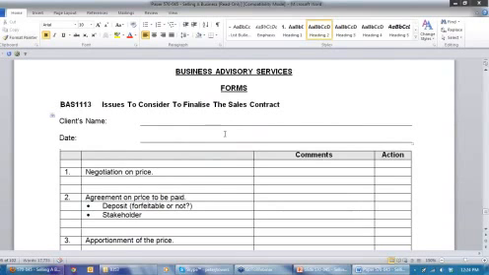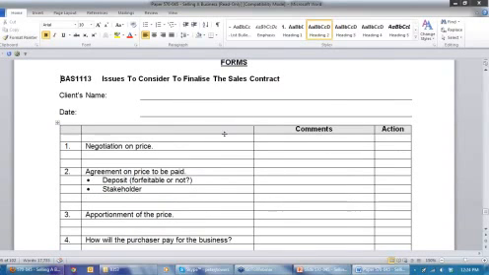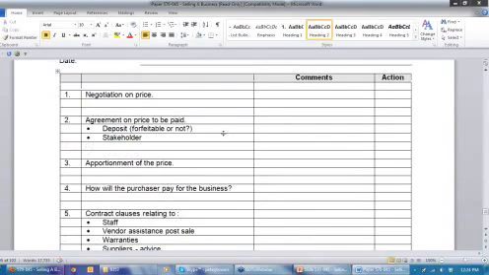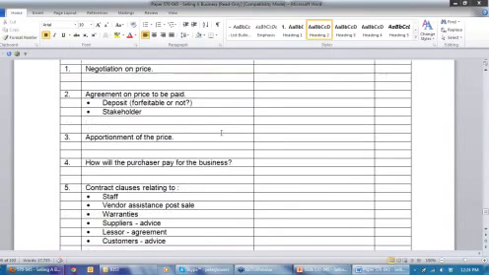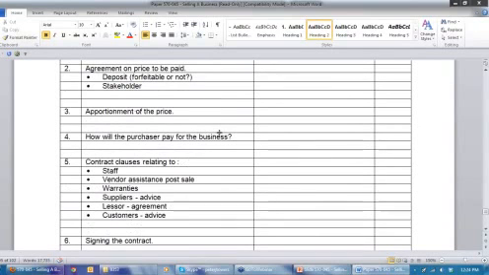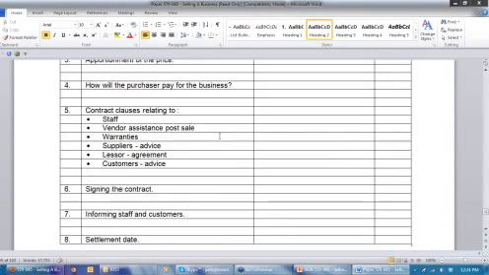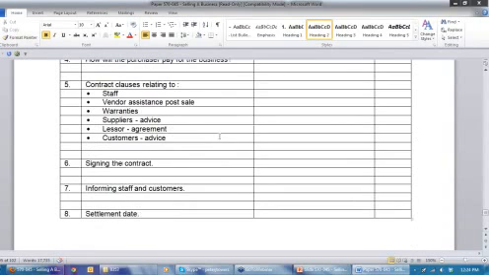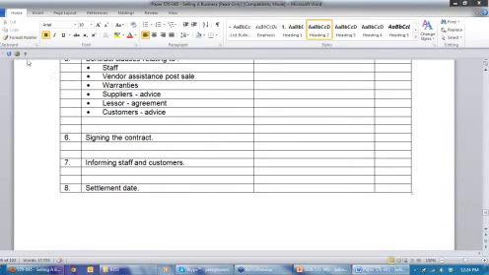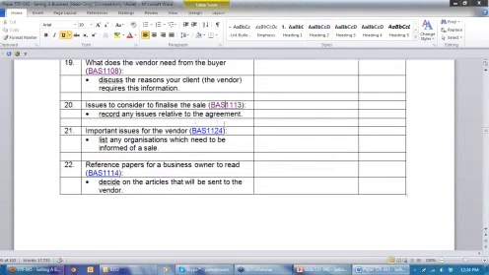So what are some of the issues that might be considered to finalise the sales contract? Obviously the price, the deposit, is it forfeitable or not? Who's going to be the stakeholder? The apportionment, payment. What's the contract going to say about things like staff, vendor assistance, warranties, suppliers, the lease? There's some of the issues that you might like to consider in advising your client on how to sell the business.